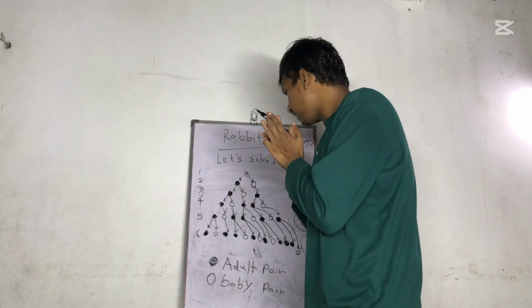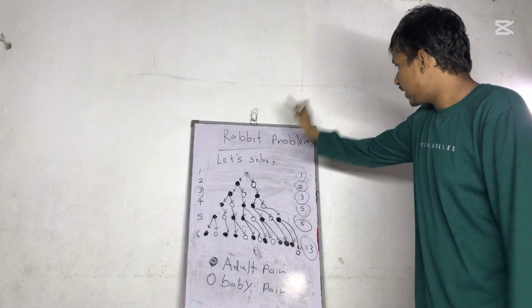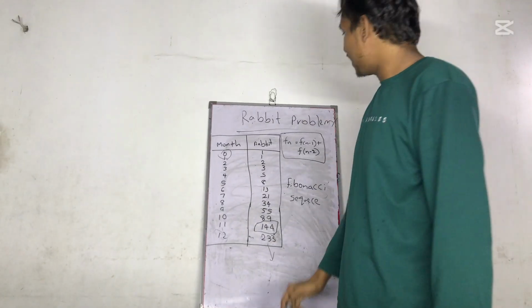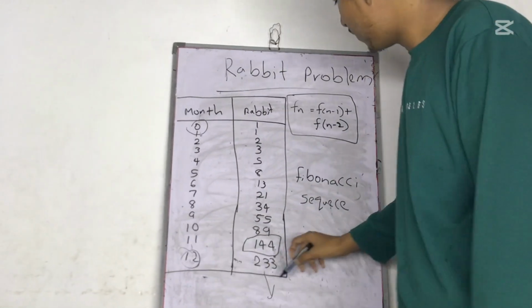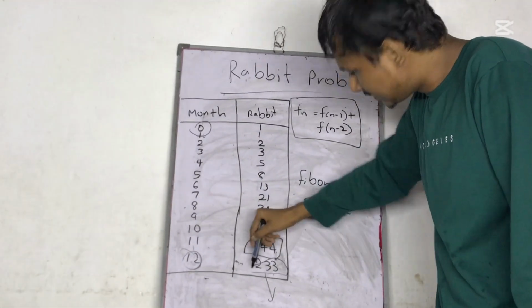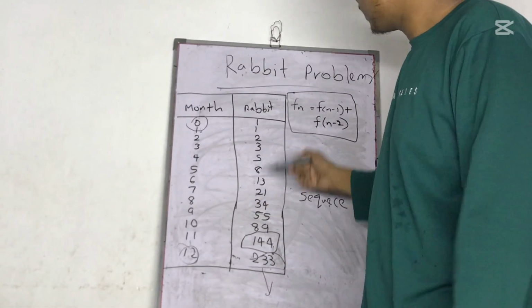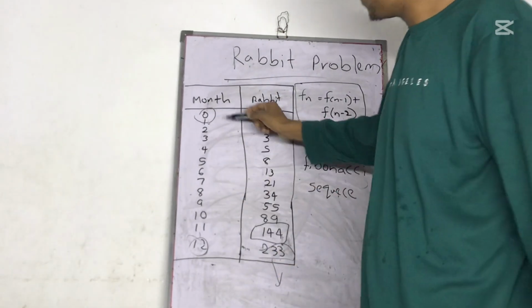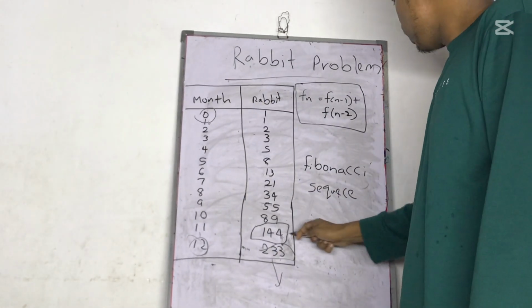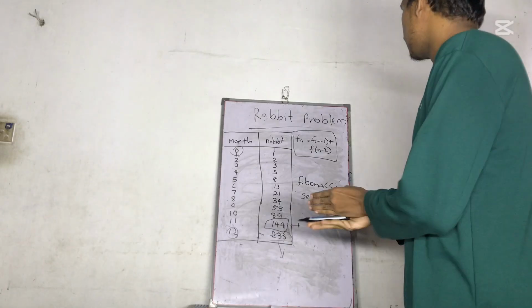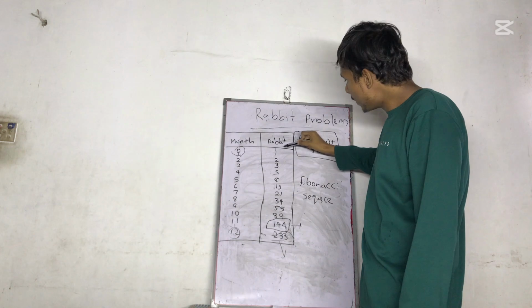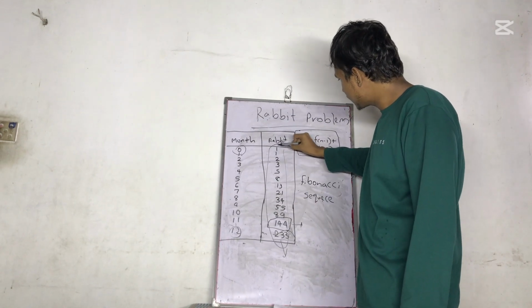Next we talk about how this table goes. This is our table, and after 12 months we can find 233 pairs. In this table we start from 0. If you start from 1 you can find this value. We can find a pattern in this whole series.